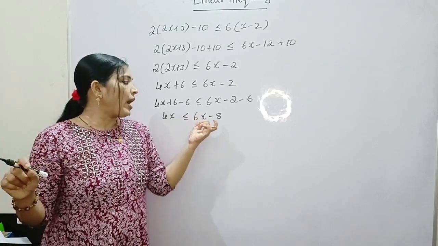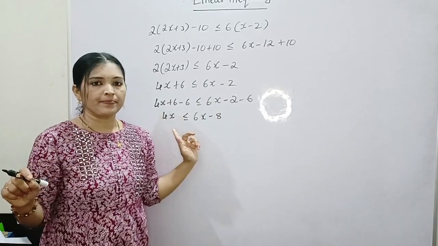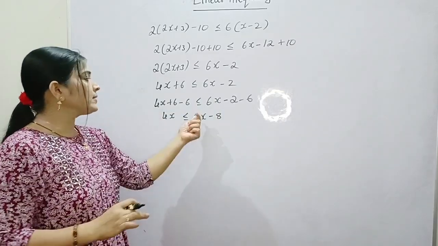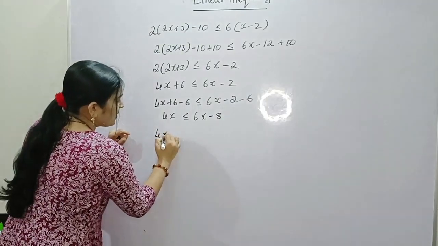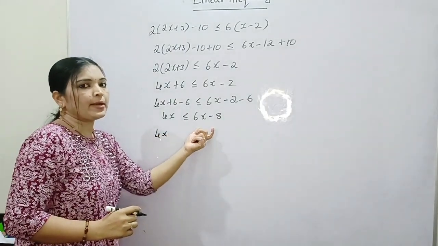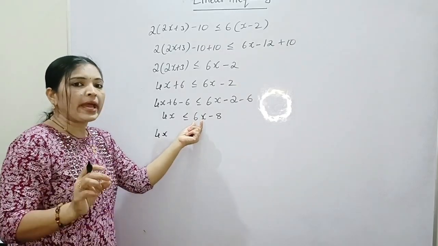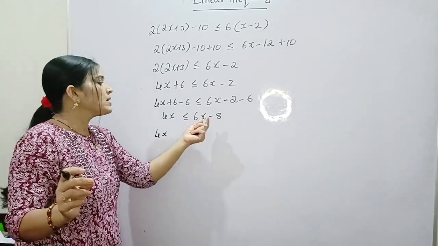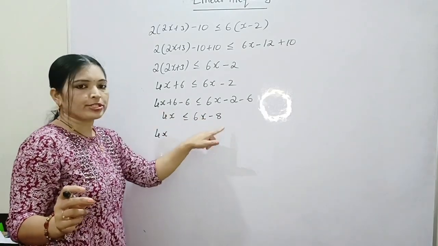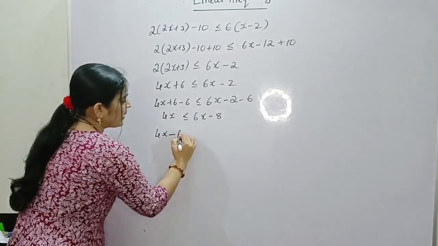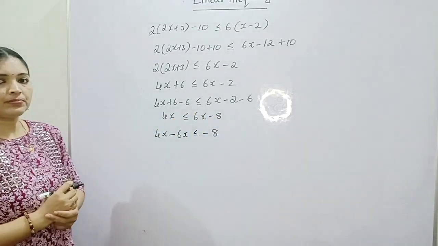So for that we have to subtract 6x on both sides. Isn't it? So that this 6x will be removed. Okay, so 4x. Next step is we have to cancel this 6x, for that, subtracting 6x on both sides. So 4x minus 6x less than or equal to minus 8.